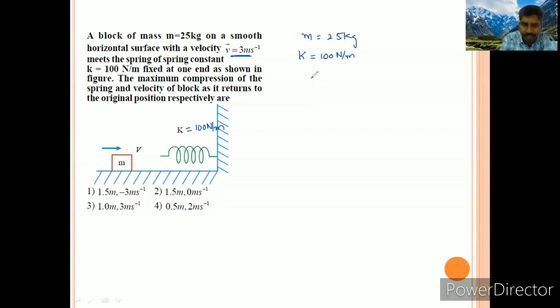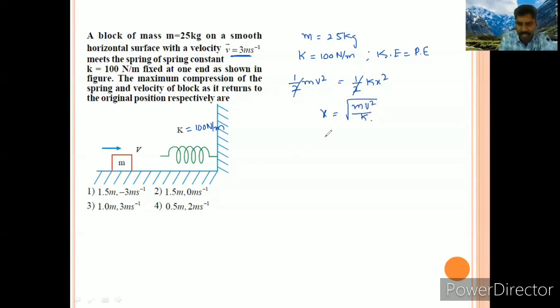So here, when the block strikes the spring, the kinetic energy of the block is converted to potential energy of the spring. Kinetic energy means half mv square. It is converted into potential energy. So kinetic energy is equal to potential energy of the spring, half kx square. Half will cancel, so x is equal to under root of mv square by k.